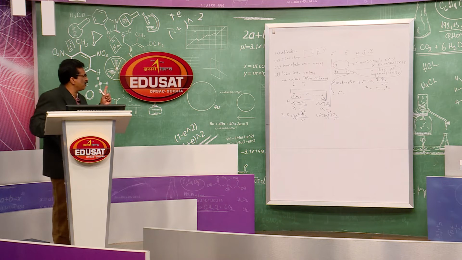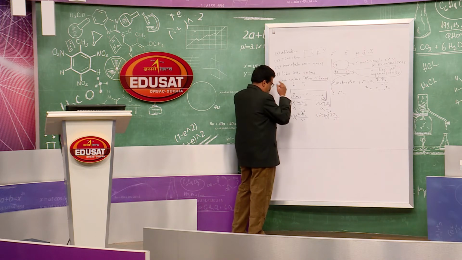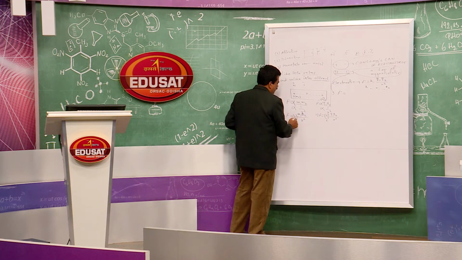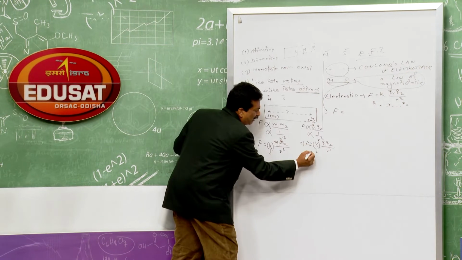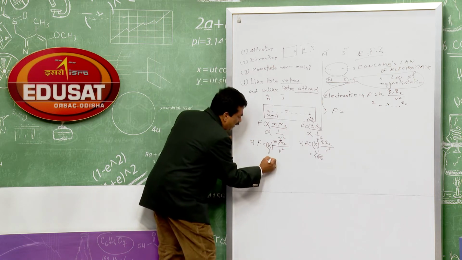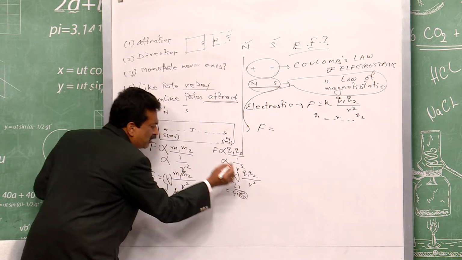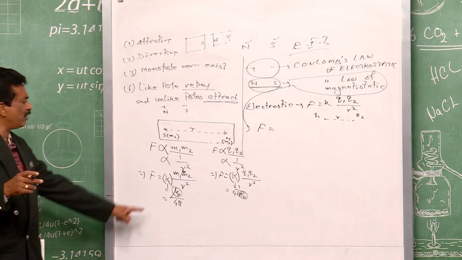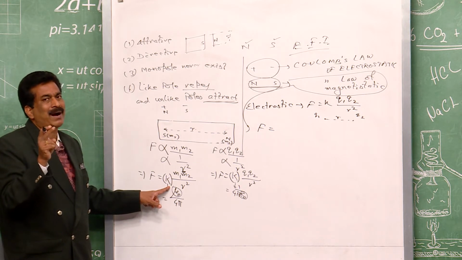So between those two poles, if the distance is r, then F is equal to this much for the magnetostatic and F is equal to this much for the electrostatic. For the electrostatic, this K is known as the proportionality constant, and that proportionality constant for the electrostatic we have taken as 1 by 4 pi epsilon 0. And here it is mu 0 by 4 pi. You know very well what epsilon 0 is, and mu 0 also, because we discussed the value of mu 0 in the magnetic effect of current while we discussed the Biot-Savart law.